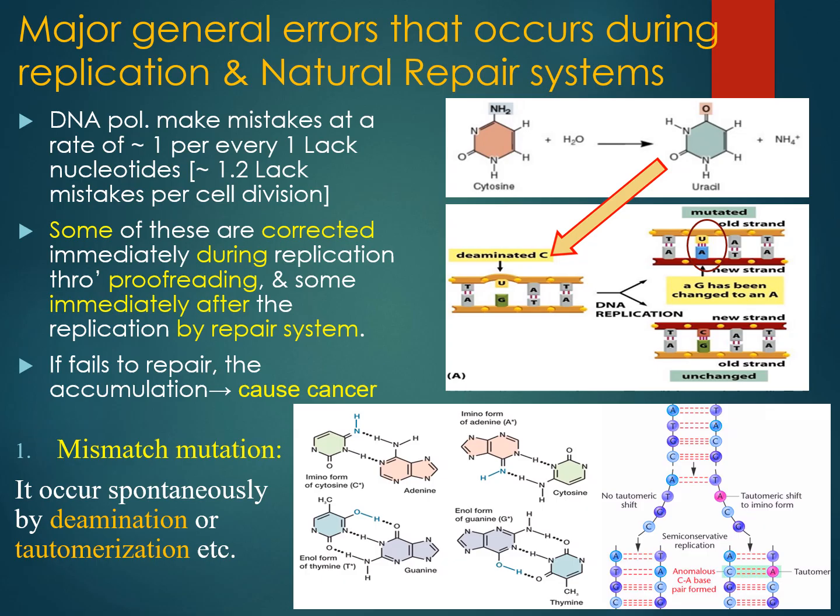Then tautomerism is another reason. Here we can see the example of the tautomeric A. It is converted into an imino form. So this imino form can base pair even with the C instead of T.